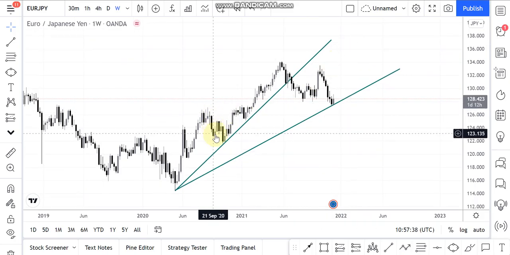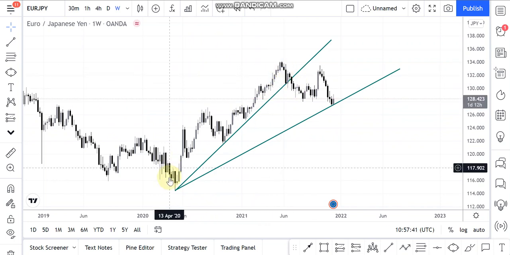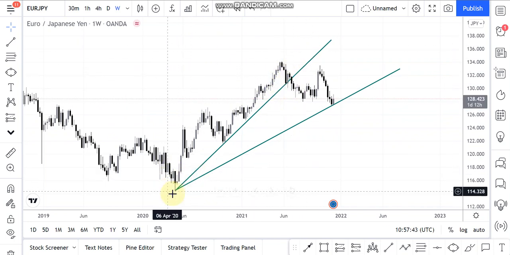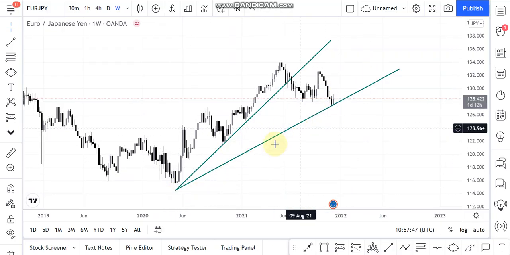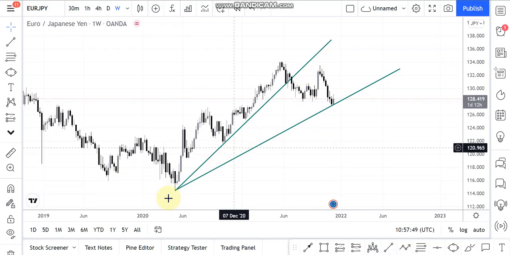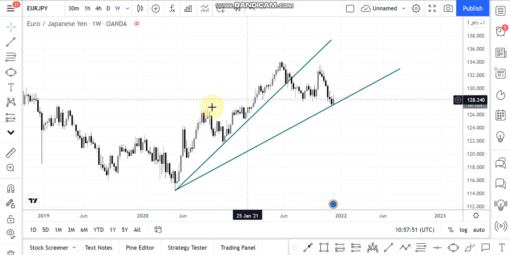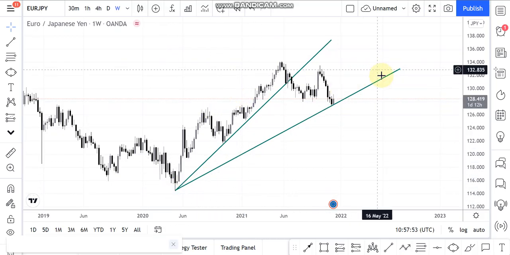And one thing you know for sure is if price breaks the inner trend line, most of the time it comes to test the outer trend line. This is the inner trend line here. It comes to test the outer trend line. Yeah. That's that on trend lines.